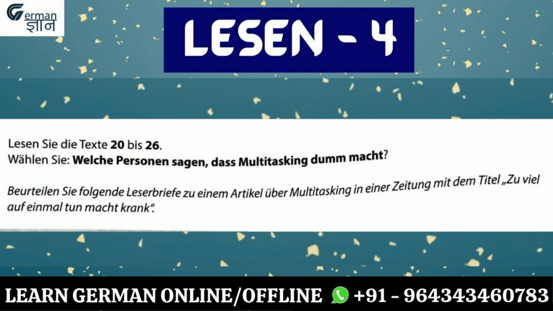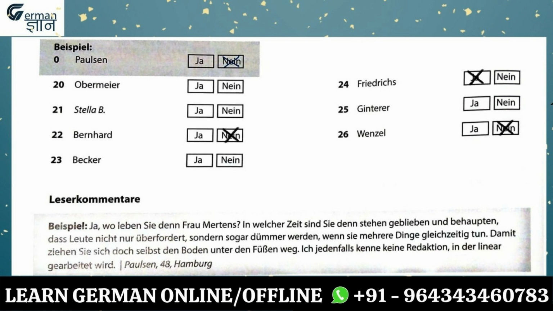So you have to read your comments carefully, and whosoever thinks so, you have to put a cross on "ja" in front of that person, and if the person is saying against this statement, then you have to put a cross on "nein". On the screen you can see that the Beispiel and question numbers 22, 24 and 26 are done for you. That means you have to find the answers of the rest of the questions.